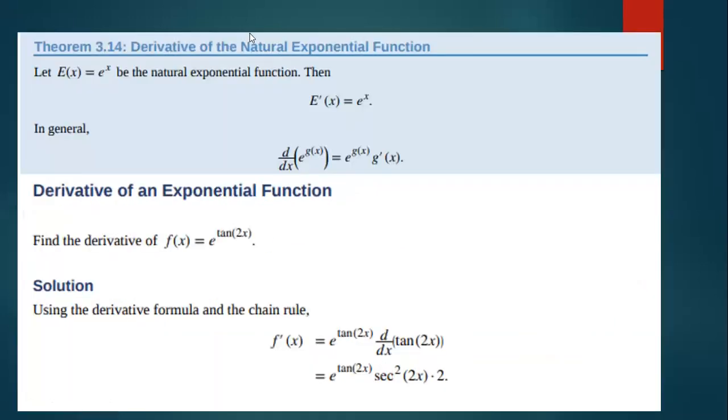Let's start. In the case of the derivative of the natural exponential function, let us say e^x, that is e power x, with natural base e. The derivative of e^x is the same as the exponential value, multiplied by the derivative of x with respect to x, which is 1. In the case of e^g(x), where x is replaced by g(x), the derivative will be e^g(x) times the derivative of g(x). Okay, so let's start with an example.